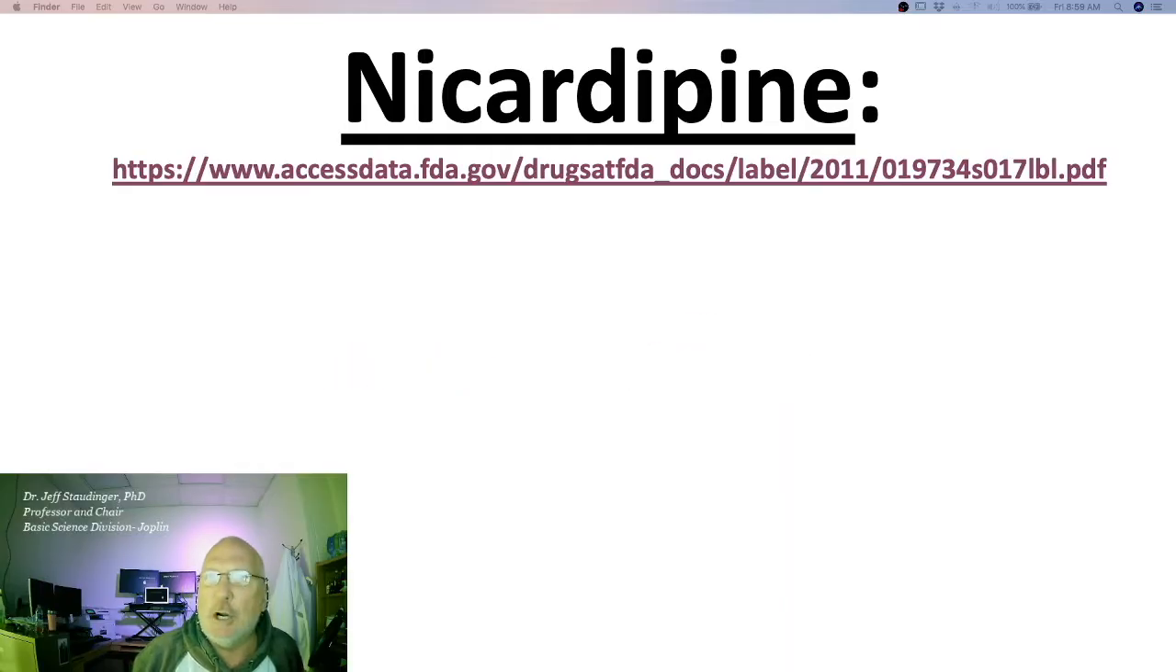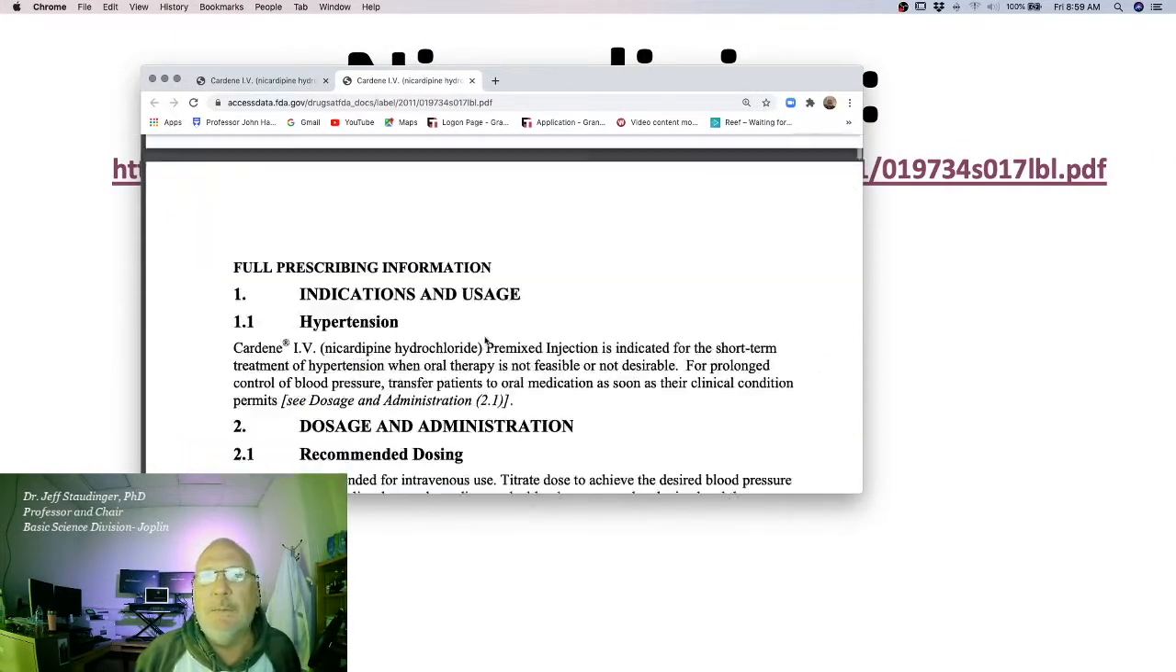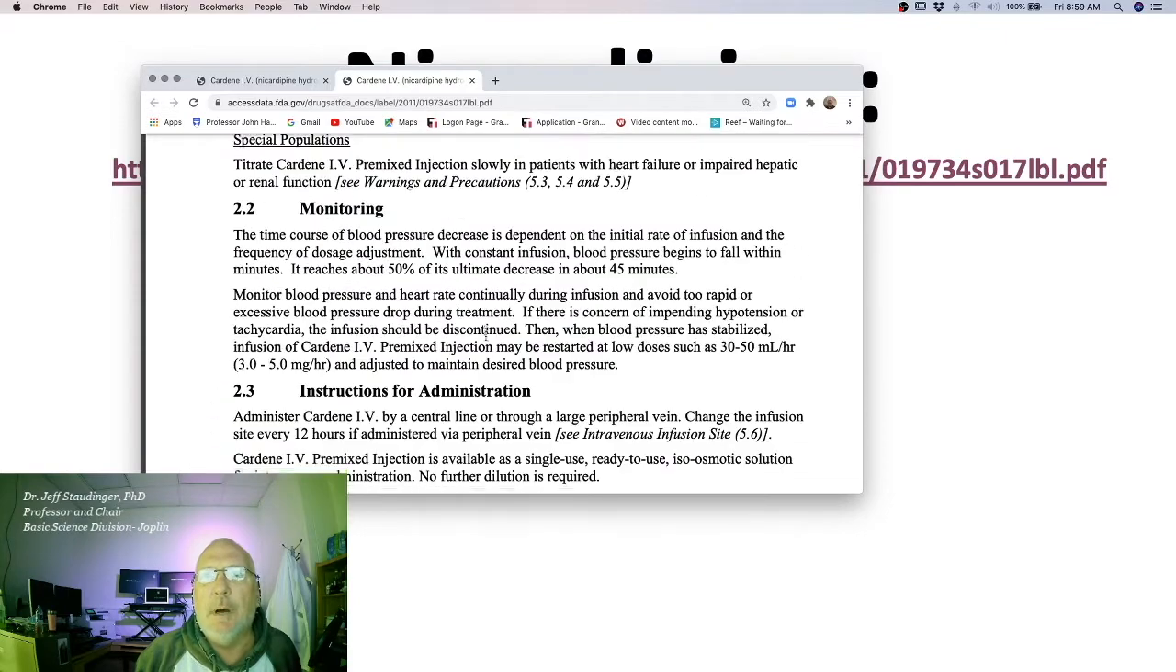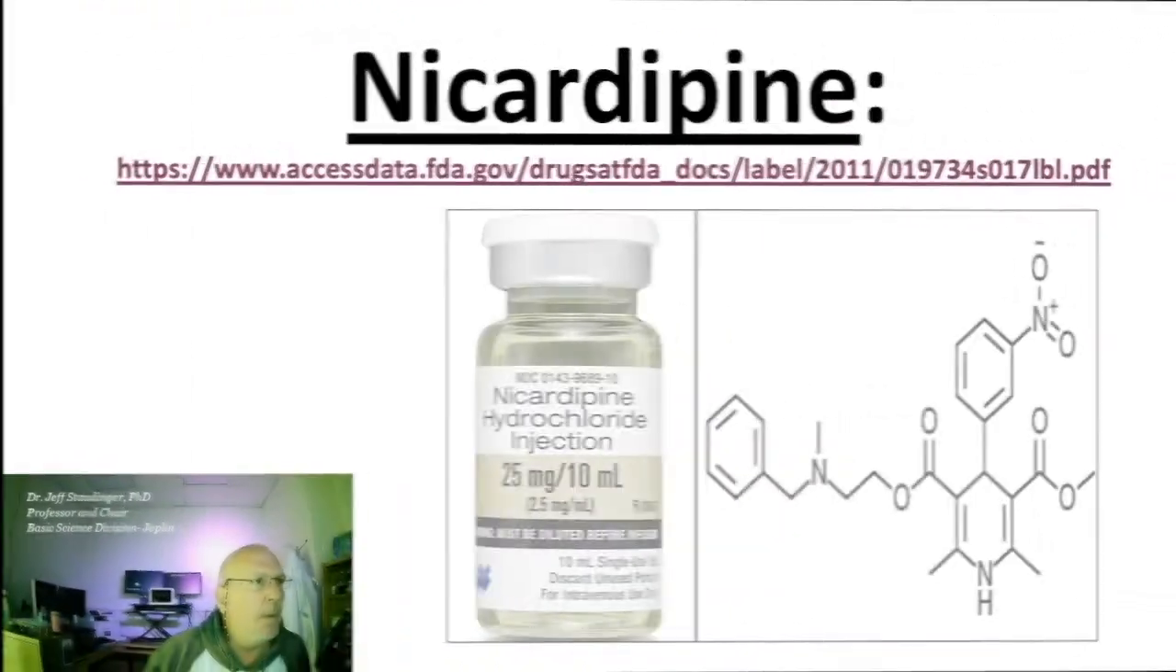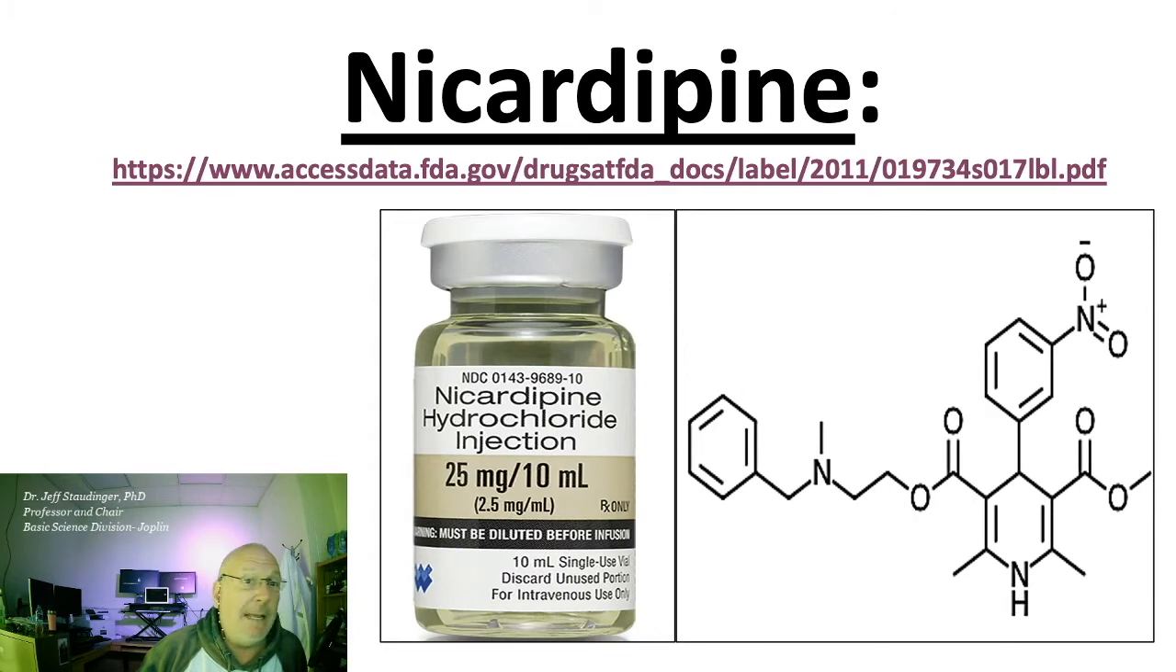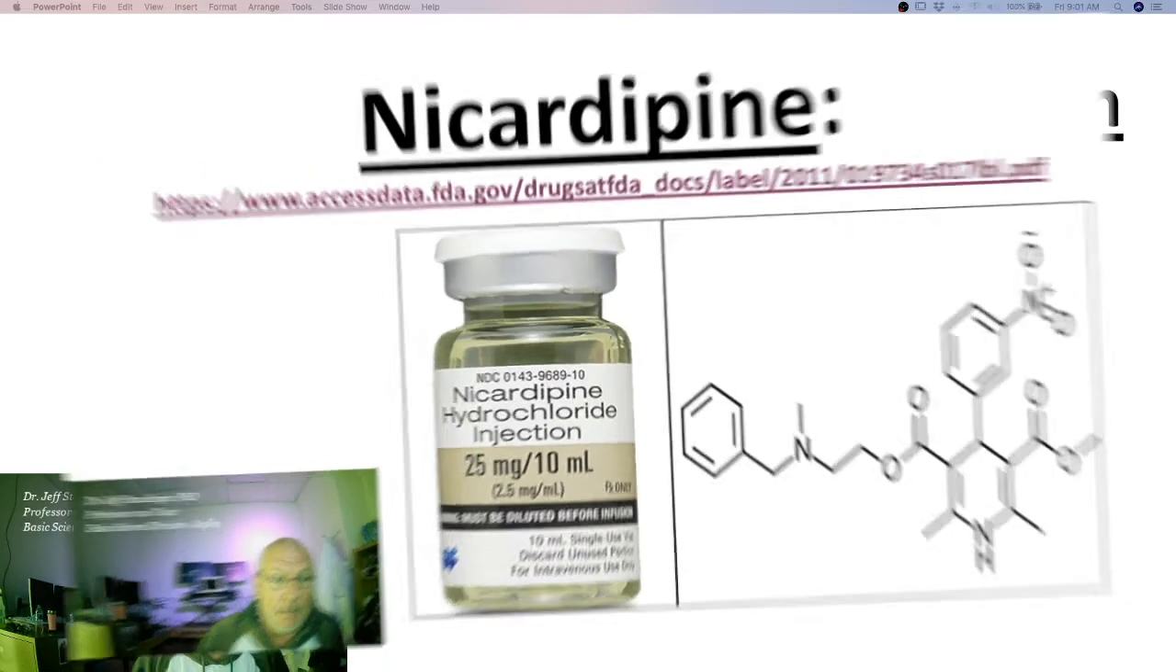Let's talk about nicardipine. Click on the link. Interesting information can be found: indications, dosage, monitoring, instructions. Here's the structure of nicardipine as well as a label.